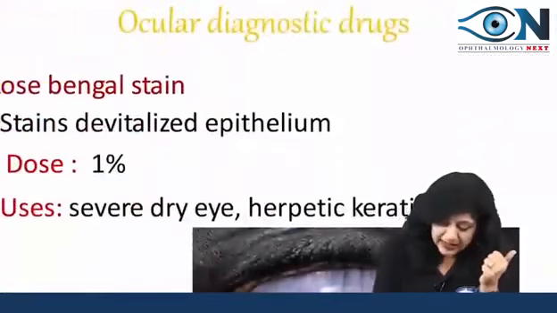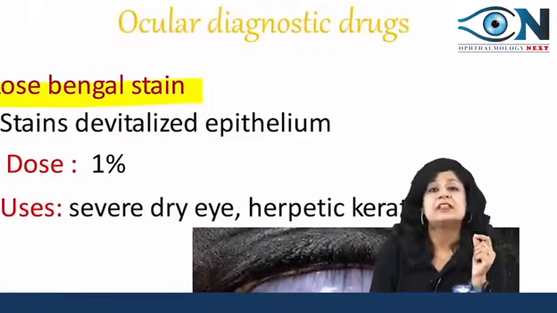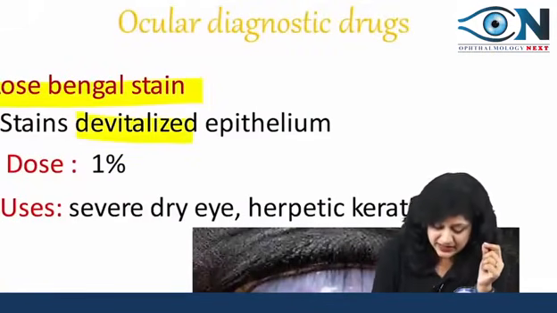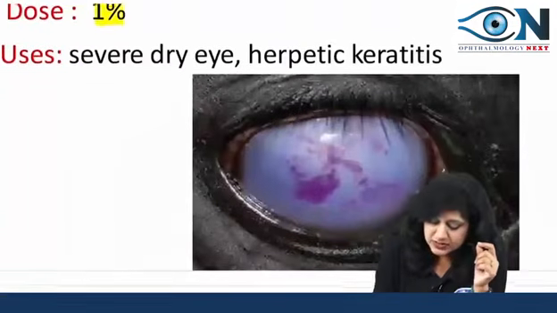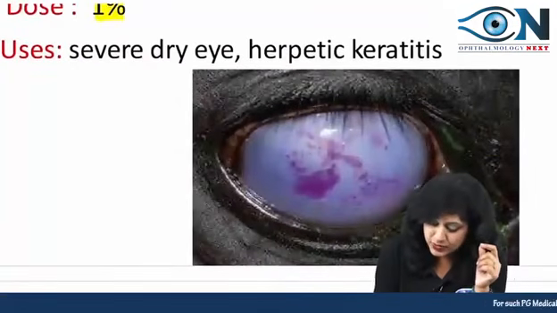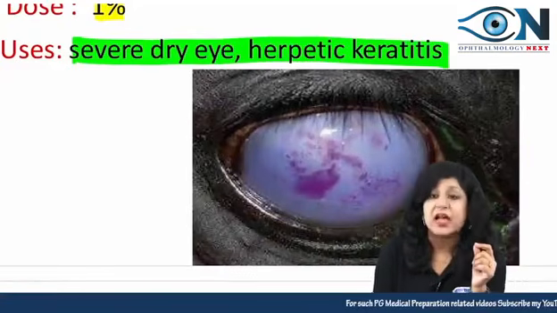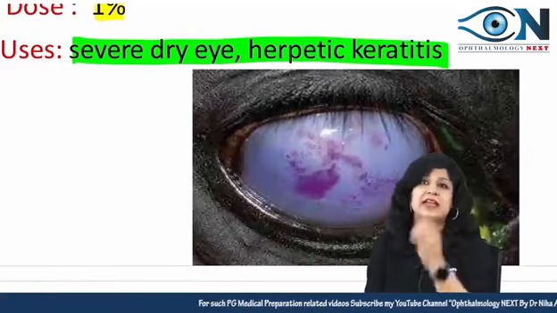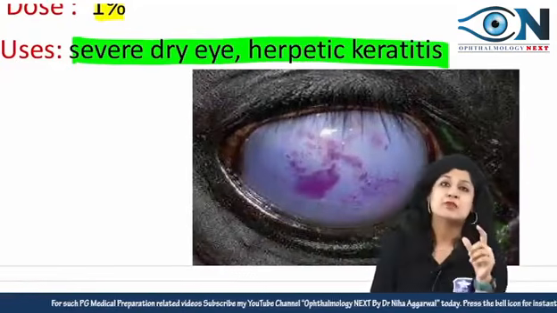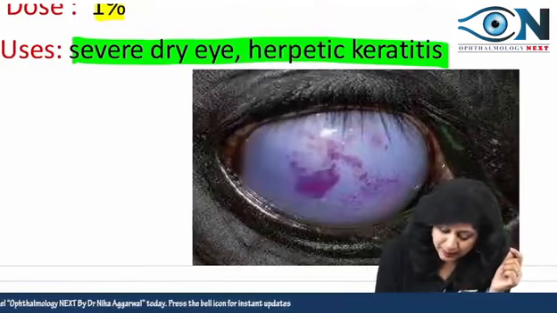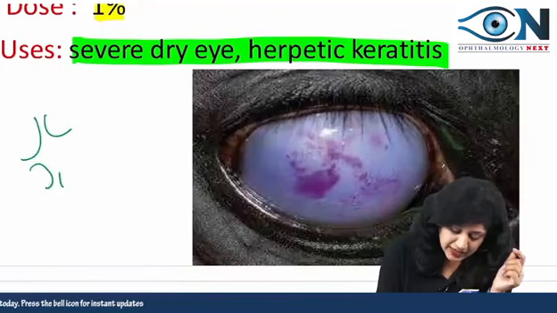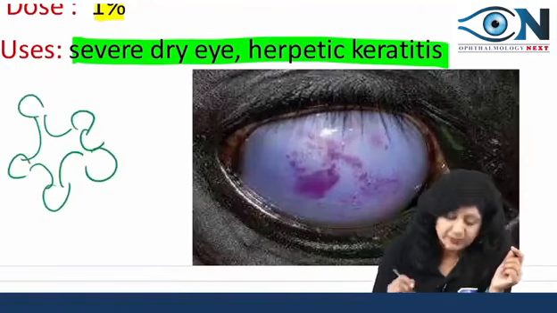Then another dye is your rose Bengal stain. This is actually staining the devitalized epithelium, and the concentration that we are using is 1%. What are the uses? The use is very important. You are using it in a very dry eye and also in herpetic keratitis. Now if you remember, we have got the dendritic pattern there. So what is happening in the dendritic pattern? We have got a tree-like arborizing pattern along with the knobs, something like this.